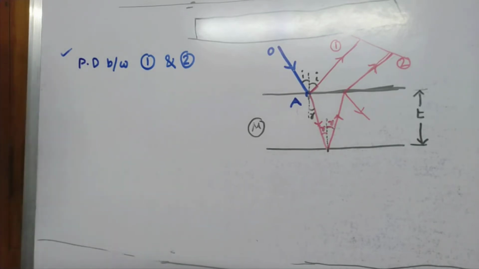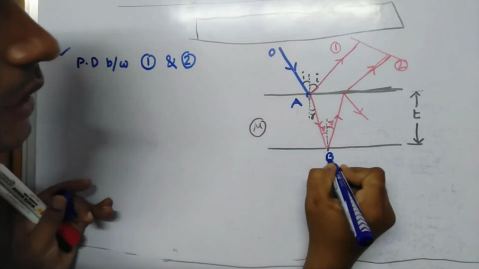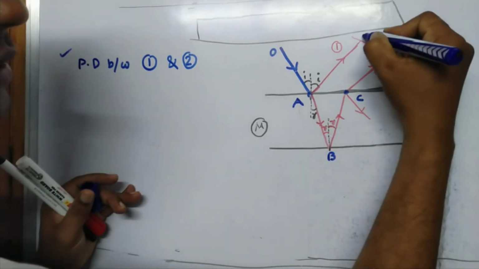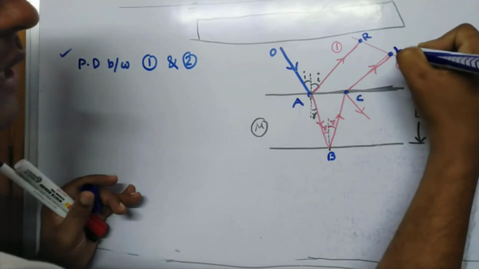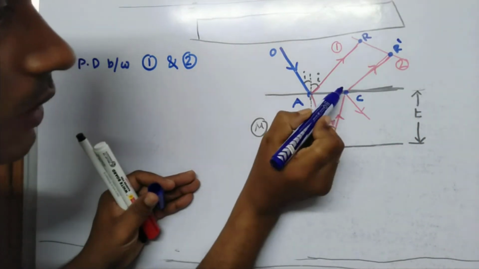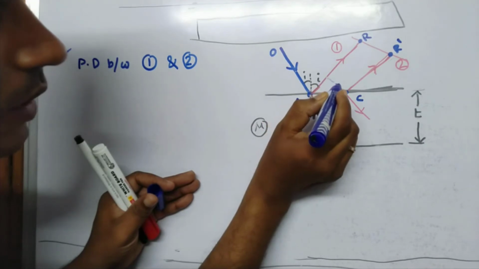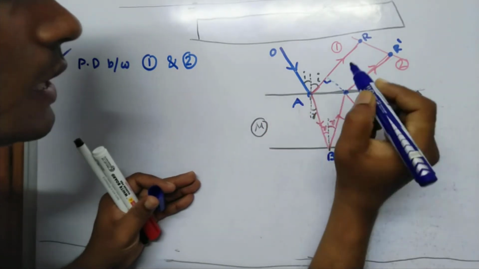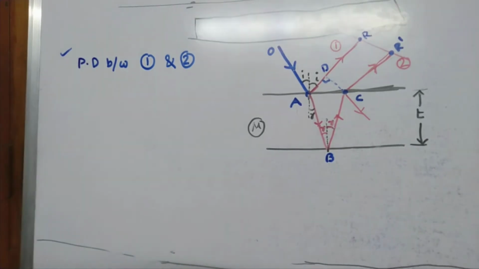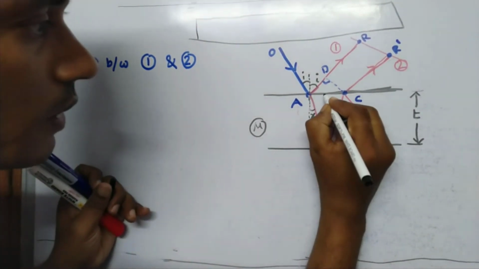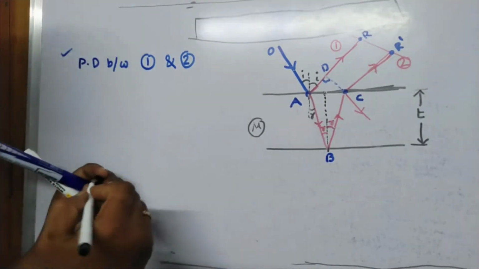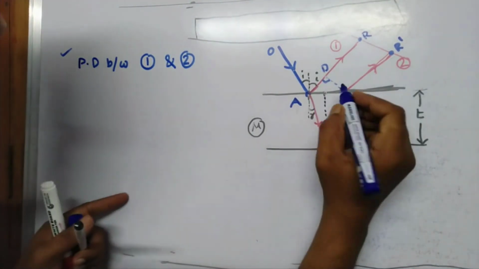Let's say this point is A, this point is B, this point is C, and this point is R dash. Now draw a perpendicular from here to here, so this is 90 degrees. This point I take as D. Again, if I extend this line towards the front surface, this point I take as E, point E.